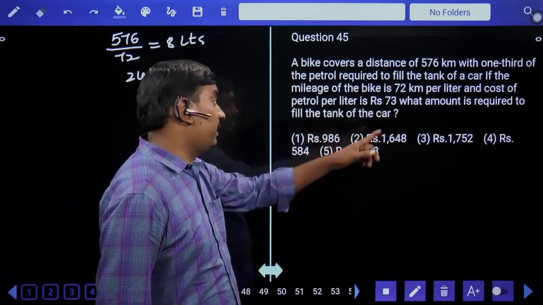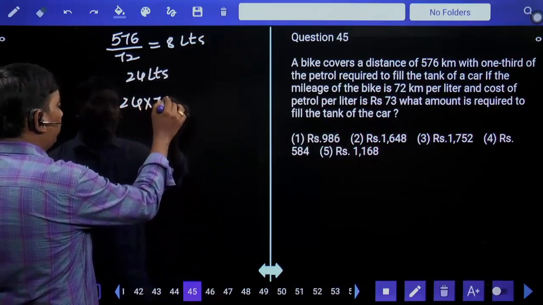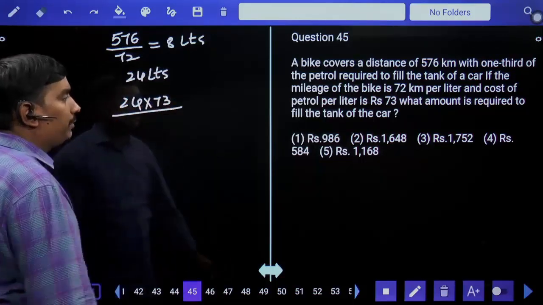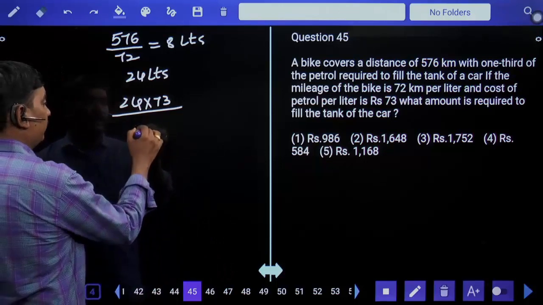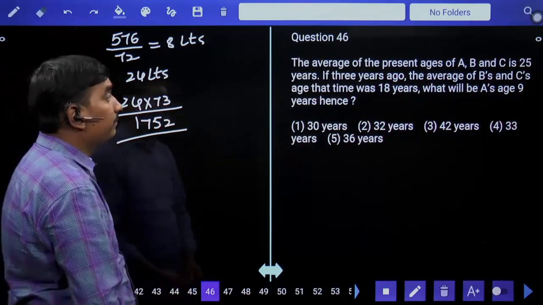1 liter cost is given as 73 rupees. Then 24 liters cost is 24 into 73 rupees. 1752 rupees is your answer.